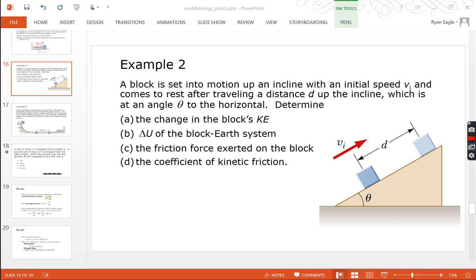Here we have example 2 from Work and Energy Part 2. Our block is set into motion up the incline. For Part A, we want the change in the kinetic energy. That change will be negative because it's slowing down.